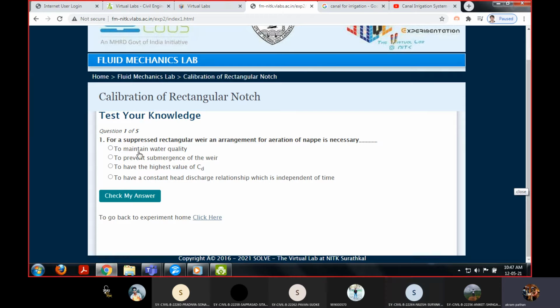Now you have to read the first question with all the options and tell me which option is correct. For a suppressed rectangular weir, an arrangement for aeration of nappe is necessary. Option first, to maintain water quality; to prevent submergence of the weir; to have the highest value of CD; to have a constant head discharge relationship which is independent of time.